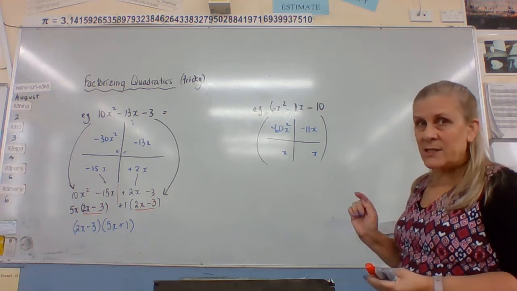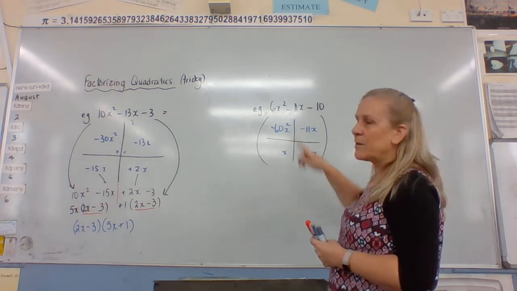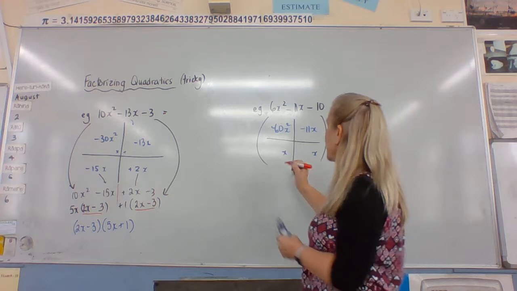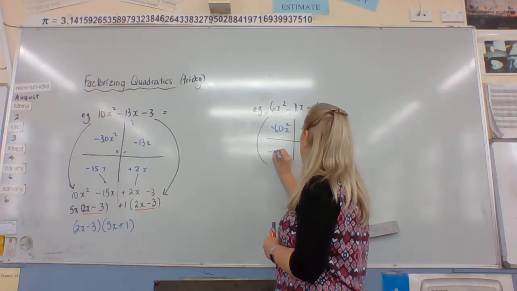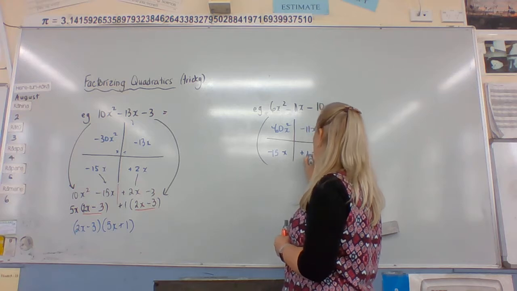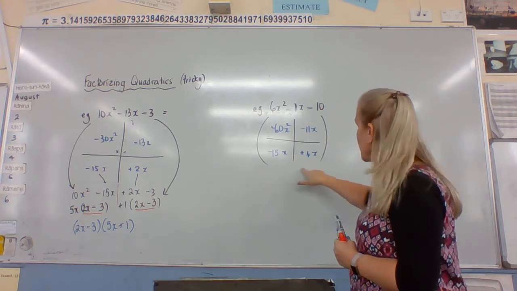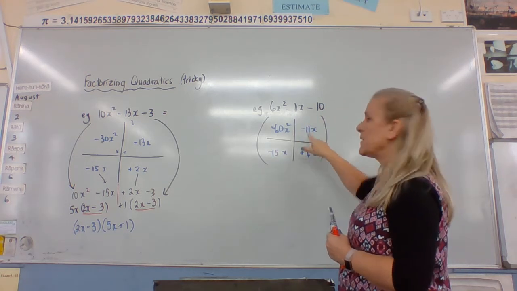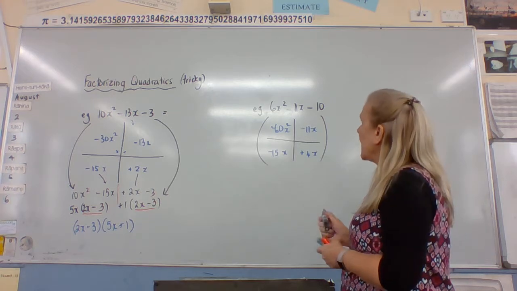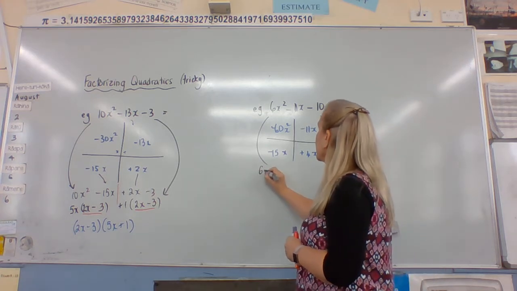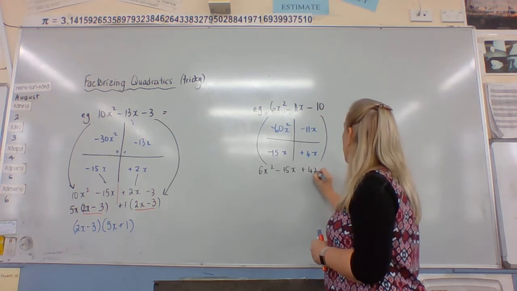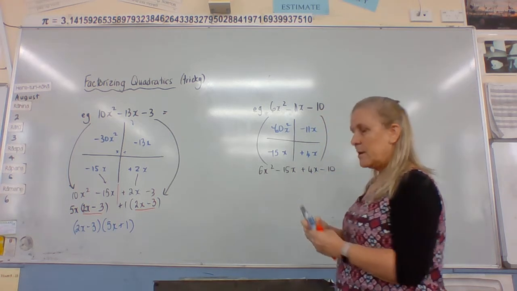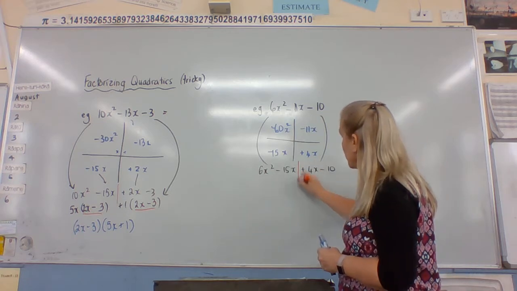But the answer is 15 and 4. All right, so we've got negative 15 and positive 4. Right? They multiply to give negative 60, they add to give negative 11. So then we carry everything down. We've got 6x squared, 15x, 4x, and 10. Cut it in half into two separate problems.